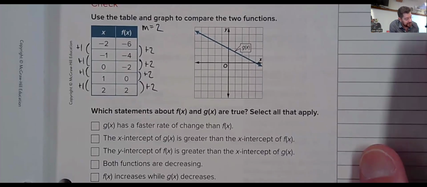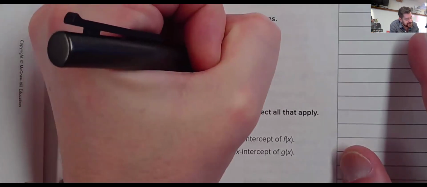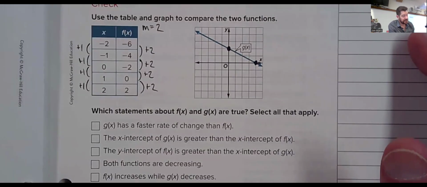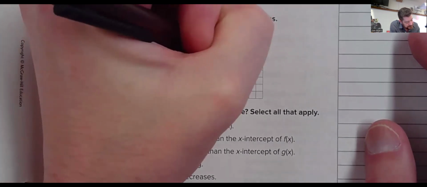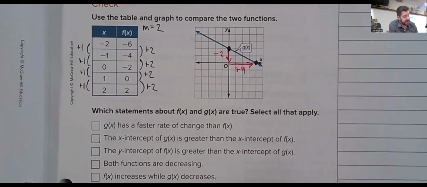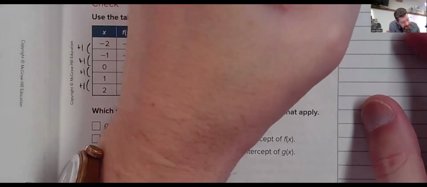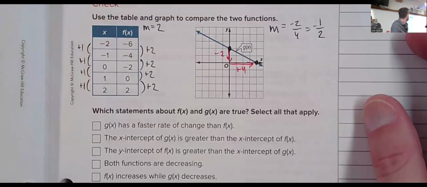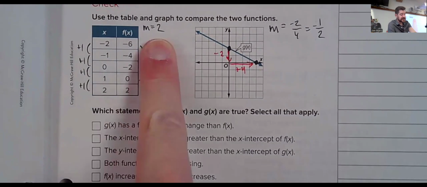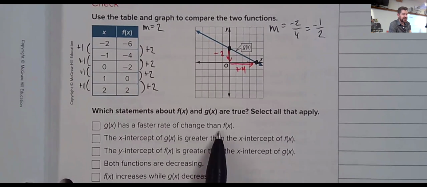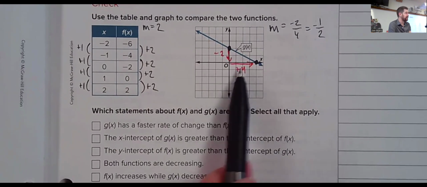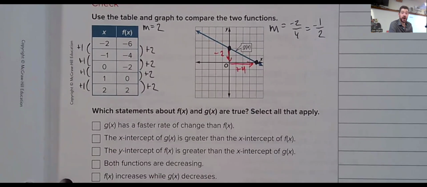So m is equal to 2, which is 2 over 1. Now, this particular graph, I'm going to just identify the x and the y intercepts here so we can figure out our slope that way. That'll make things a little bit easier. This is going to be down 2 and 1, 2, 3 over 4 plus 4. So that's going to be a slope of -2/4, which is equal to -1/2. So slope of 2 for f of x, slope of -1/2 for g of x. G of x has a faster rate of change than f of x. True or not? Does this slope change quicker than that one? No. Okay. So no, they don't. So don't check that box.